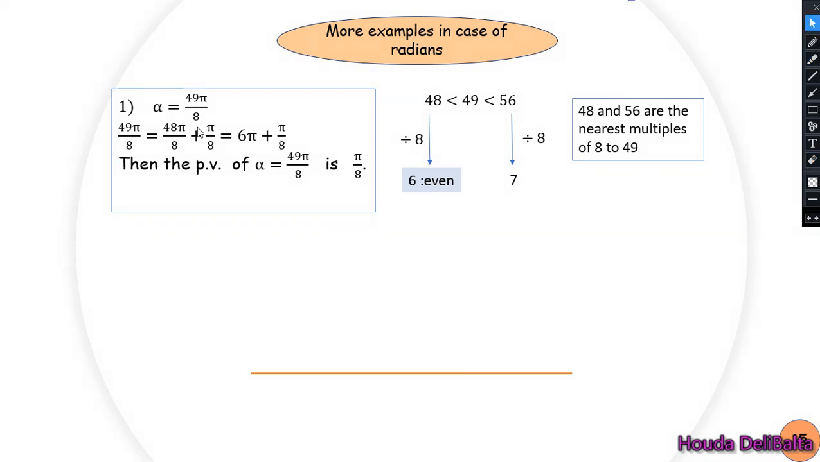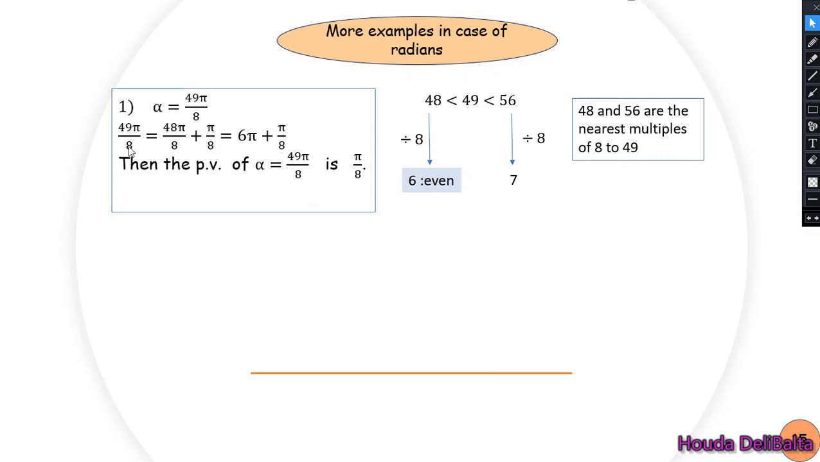So again, I repeat, we put 49 in the middle, we bound it by two numbers that are multiples of the denominator and that are the nearest to 49. So just the number less than 49 and the number greater than 49 that are multiples of 8. Now we divide them by 8 because, as you see, the denominator is 8. And one of them will give an even number, the other will definitely give an odd number. So all we care about is the one giving the even number. So 48 divided by 8 gives 6, which is even.